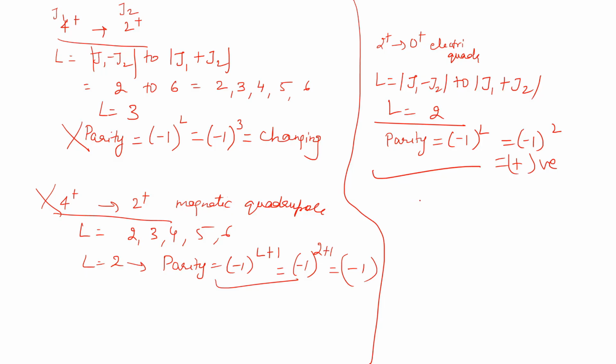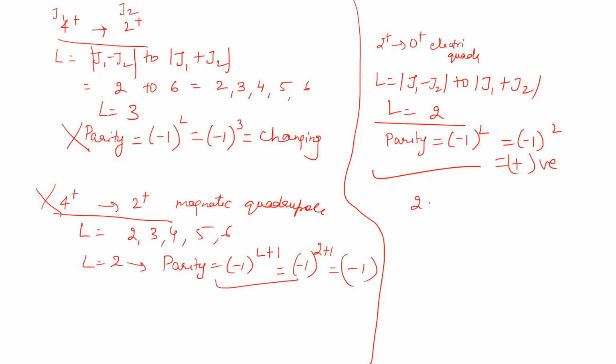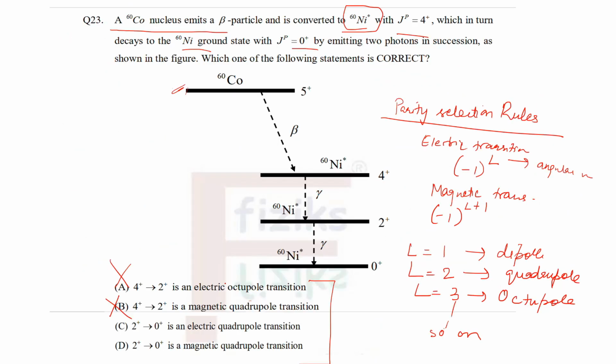But we will solve for D also. 2 going to 0, magnetic quadrupole transition. We know our answer is C, but still we are doing it to find out why option D is wrong. So L is 2. Parity for magnetic transition is minus 1 raised to the power L plus 1. L is 2, so minus 1 raised to the power 2 plus 1 is minus 1. Parity is changing. That is why this statement is wrong. So the answer is C, which we have already found out. So C is the correct answer.